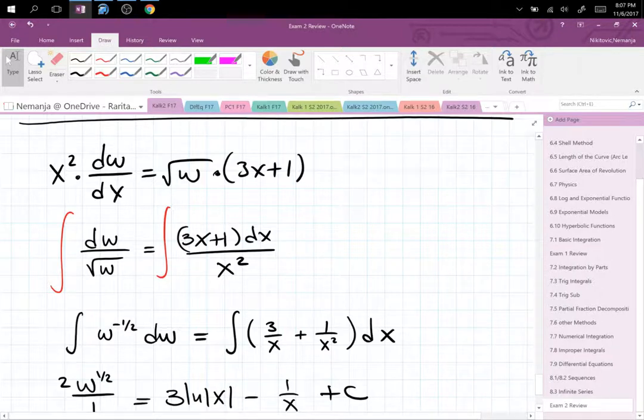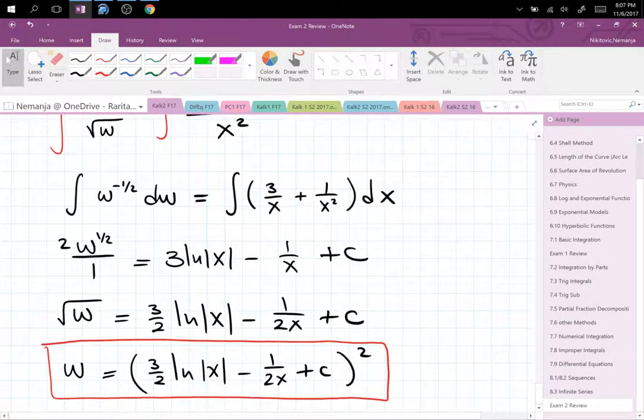You scroll down a little bit. I want to see this C is inside. Okay, so C is inside it. Yeah, because the square root of w, then you have to square everything, right?